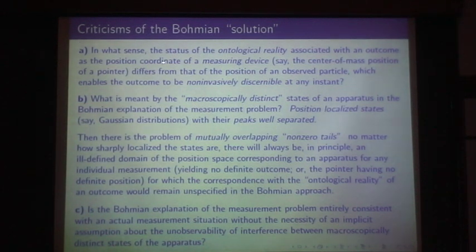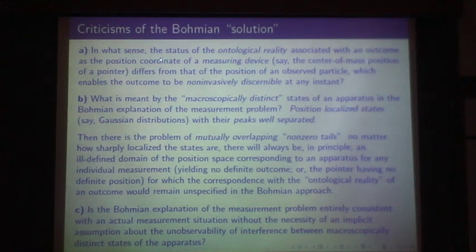But what is important is that there is this subtle point. I already said the measurement outcome has this property of being non-invasively measurable, like the center of mass of a point. So there is this conceptual question: what is the difference between the status of the ontological reality associated with the position coordinate of a measuring device and the position of an observed particle?